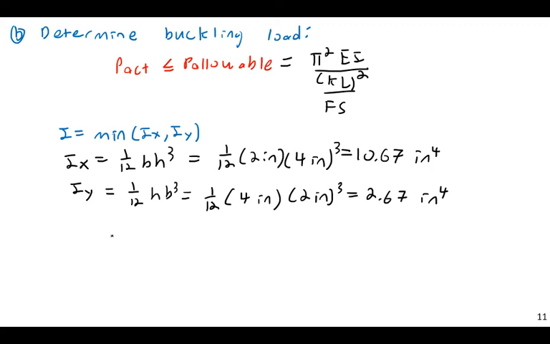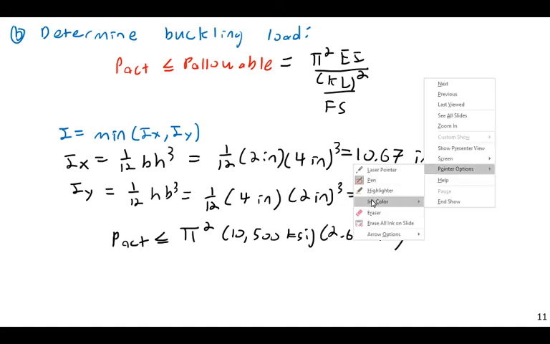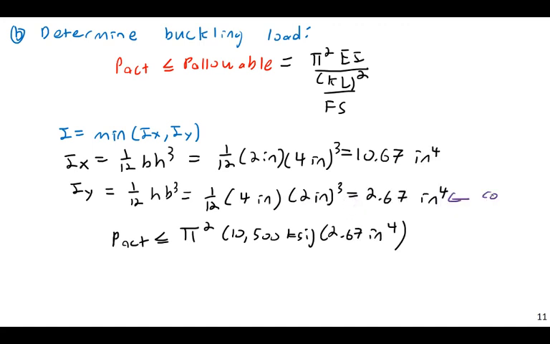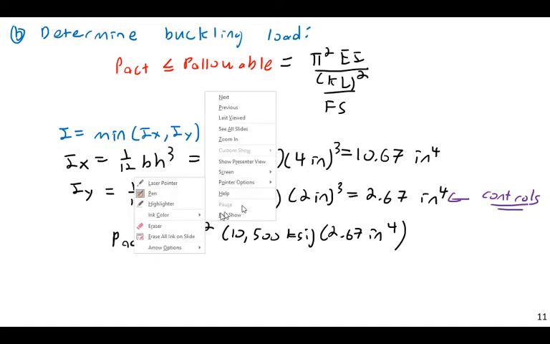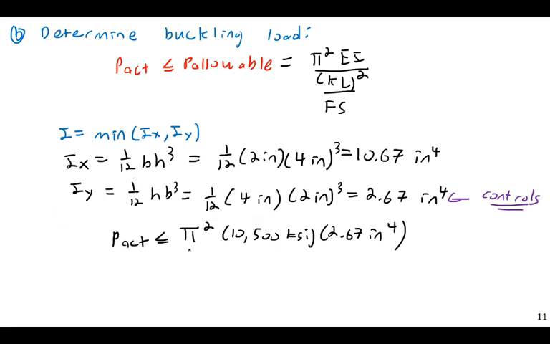And then finally, I can get that P actual, if I just plug and chug, is less than or equal to pi squared. I'm going to do this in terms of k, and then I'll look at it for different cases of k. Pi squared times 10,500 ksi times 2.67 inches to the fourth. Oh, and if I didn't mention it, I do need to be firmly aware that this controls. If this thing's going to buckle, it's going to buckle along the weak axis. And this divided by 3.0 times k times 96 inches, that's the length, squared.